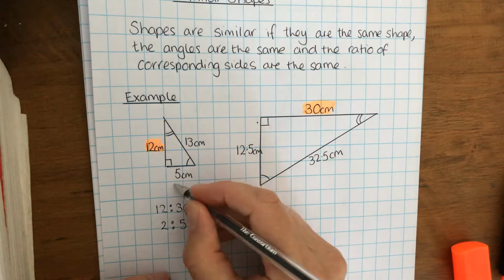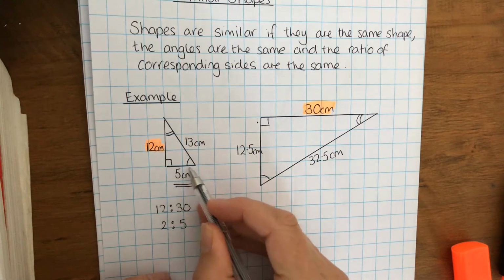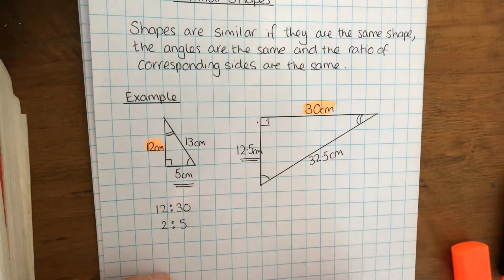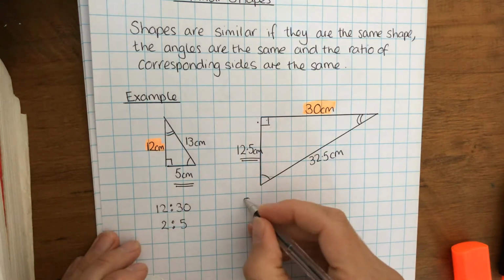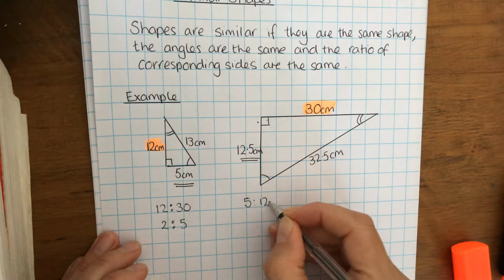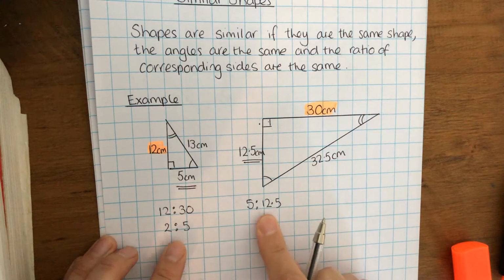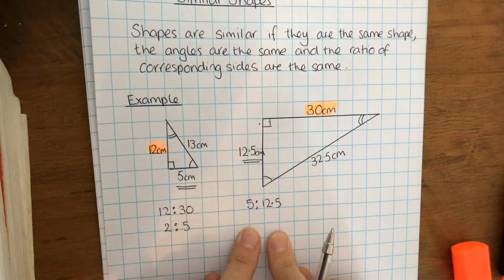So this side here that I'm going to underline is between the right angle and one marking. Right angle and one marking, it corresponds with that side. So 5 to 12.5. Is that the same as this ratio? It doesn't look it at the moment, so we've got to simplify that.